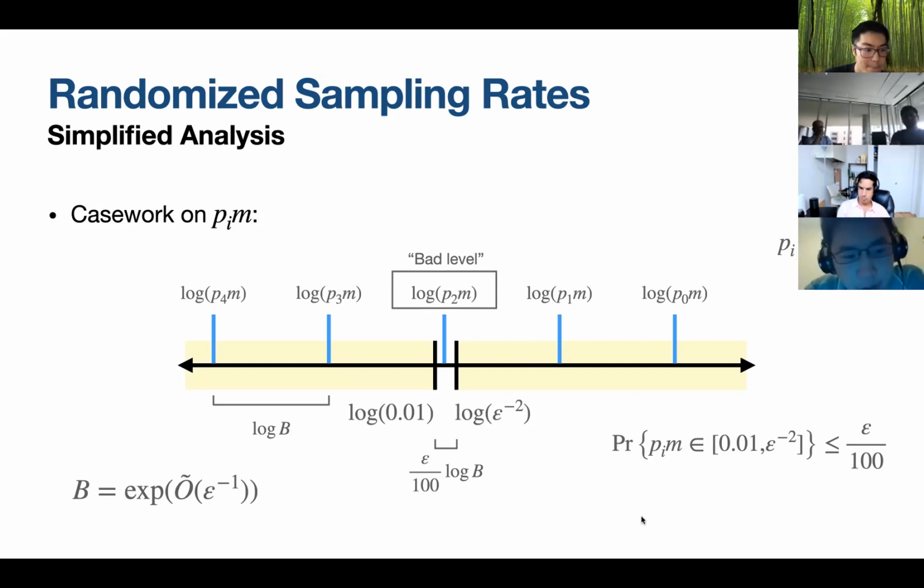Sorry, could you give intuition on why b needs to be exponential in 1 over epsilon rather than polynomial? Yeah. So here I need my interval, which goes from log of 0.01 to log of 1 over epsilon squared, right? So the length of this interval is about log of 1 over epsilon squared. And I want this to be an epsilon fraction of log b, right? So that tells me that log b is like 1 over epsilon, and therefore b is exponential in 1 over epsilon. Got it, thanks.